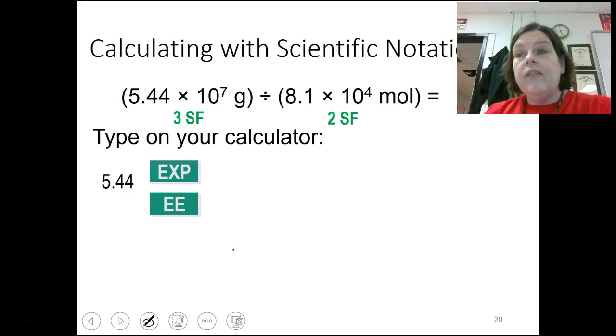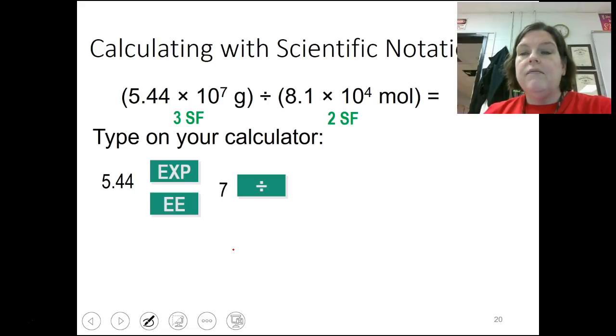If you have a graphing calculator, you have to press the second function to get to that. Some regular calculators have mimicked the graphing calculator, but usually you're looking for the EXP or EE key. Sometimes it's the 10 to the n key. So you're going to press that, and then you're going to put in your exponent, in this case 7.